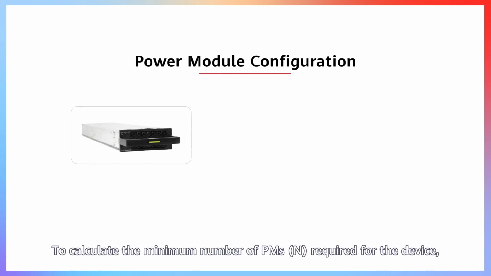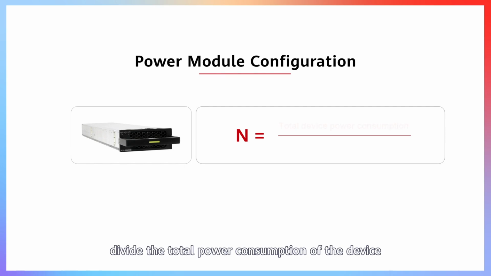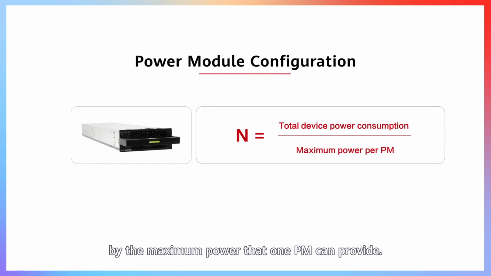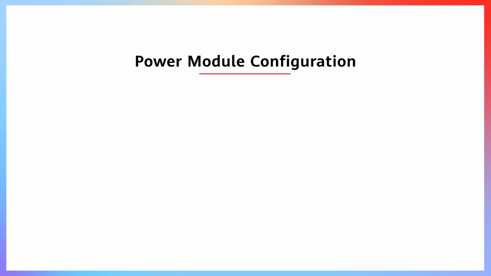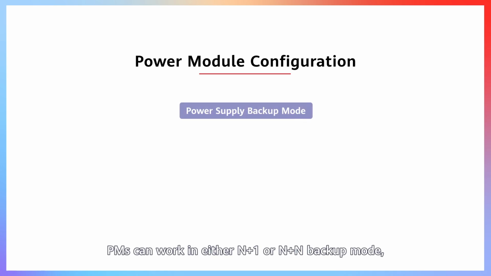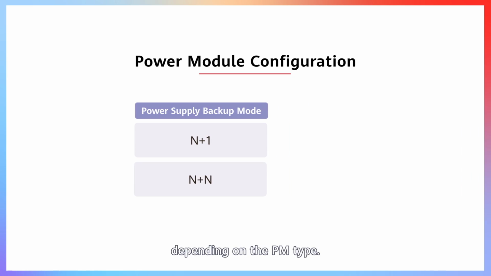To calculate the minimum number of PMs required for the device, divide the total power consumption of your device by the maximum power that 1 PM can provide. If the result is not an integer, round it up to the nearest integer and add 1. PMs can work in either N+1 or N+N backup mode, depending on the PM type.